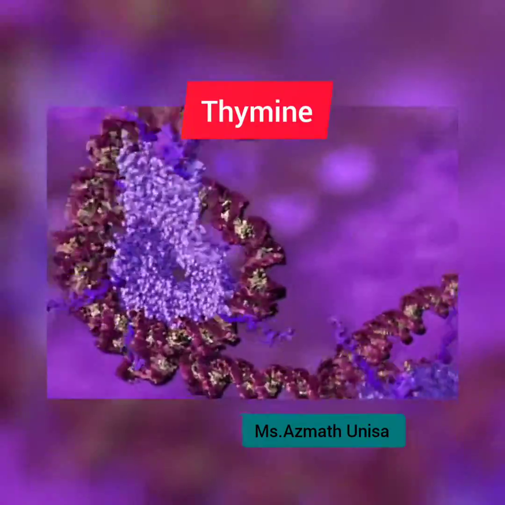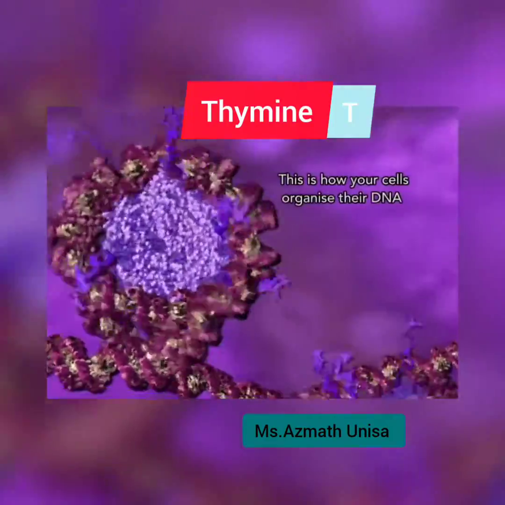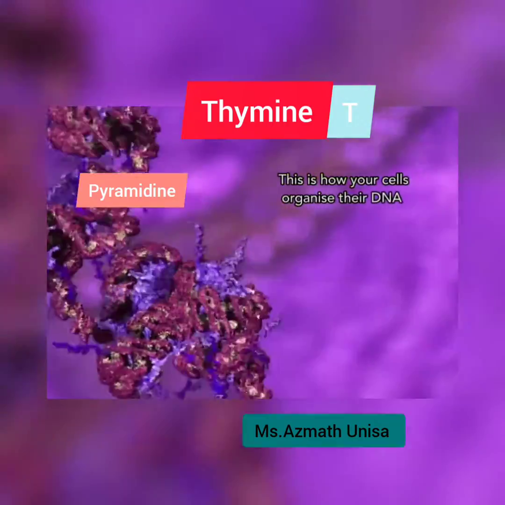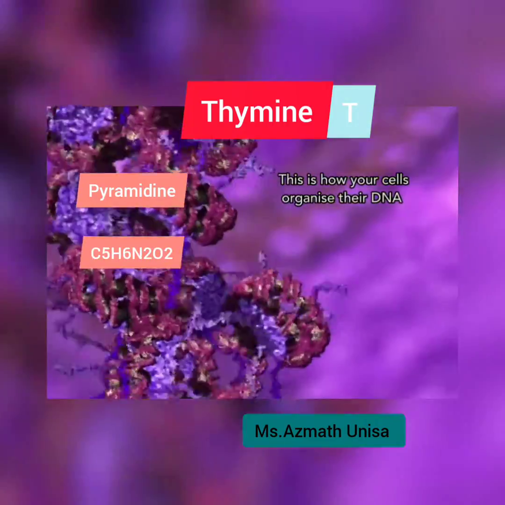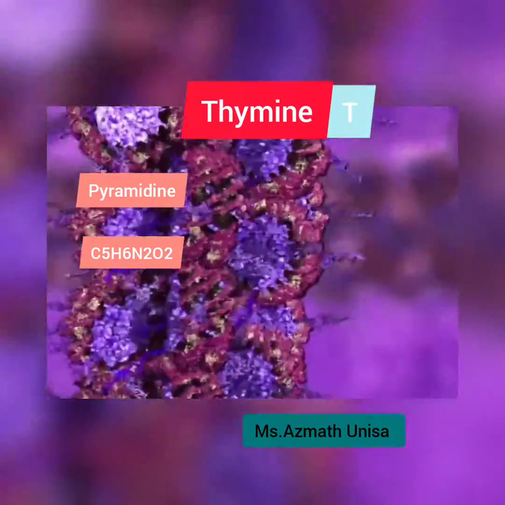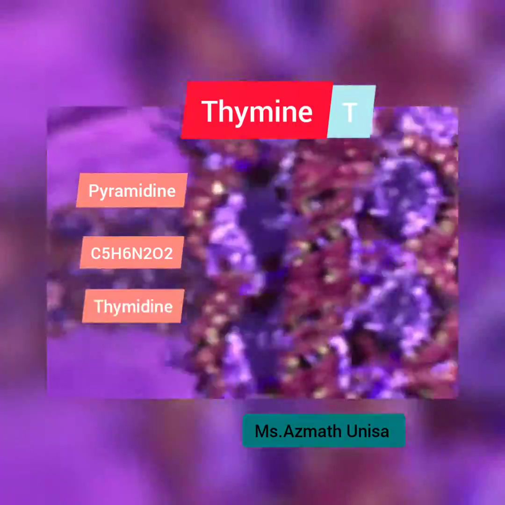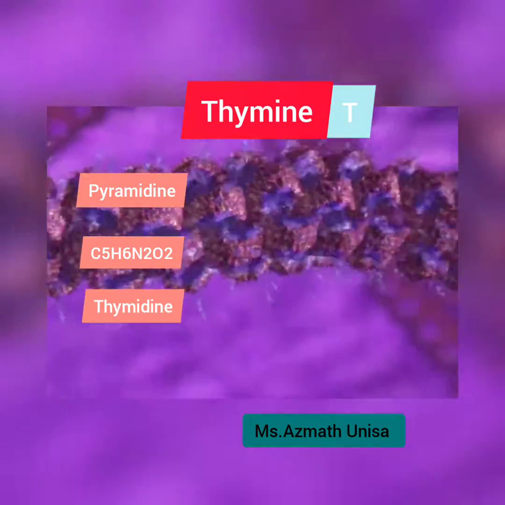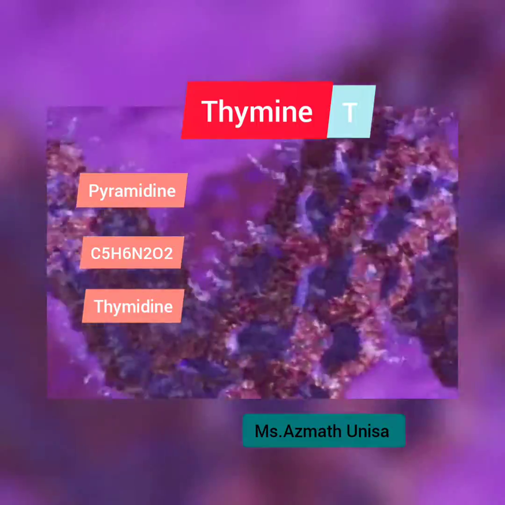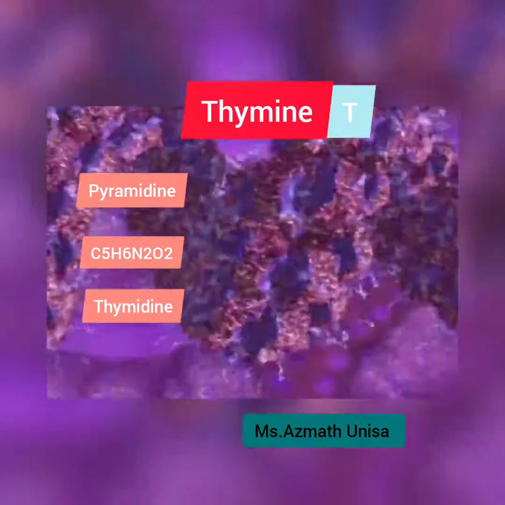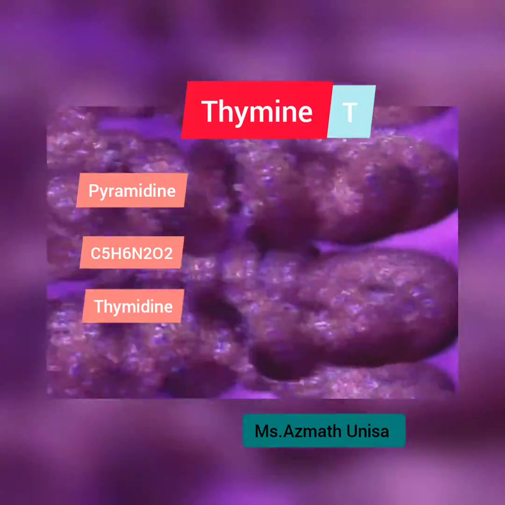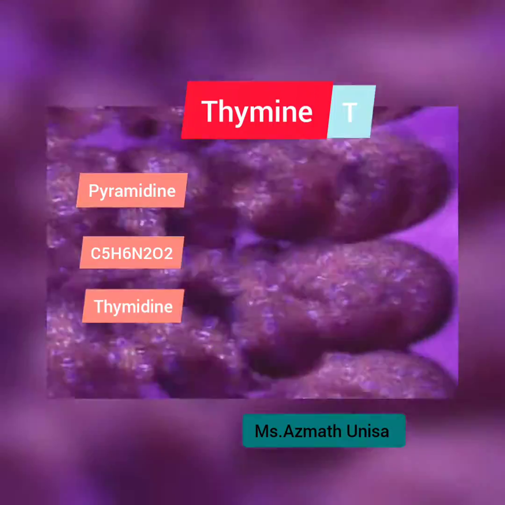Whereas thymine is denoted by T. Thymine is a pyrimidine with the chemical formula C5H6N2O2. A thymine-based nucleotide is called thymidine. Thymine is a fused ring with conjugated bonds. Thymine bonds with adenine to form nucleic acid. This helps stabilize the nucleic acid structure.